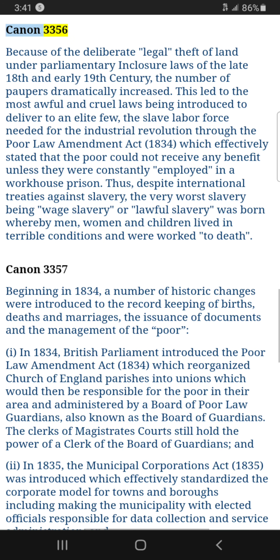Canon 3356. Because of the deliberate legal theft of land under parliamentary enclosure laws of the late 18th and early 19th century, the number of paupers dramatically increased. This led to the most awful and cruel laws being introduced to deliver to an elite few the slave labor force needed for the Industrial Revolution through the Poor Law Amendment Act, 1834, which effectively stated that the poor could not receive any benefit unless they were constantly employed in a workhouse prison. Thus, despite international treaties against slavery, the very worst slavery, being wage slavery or lawful slavery, was born, whereby men, women and children lived in terrible conditions and were worked to death.